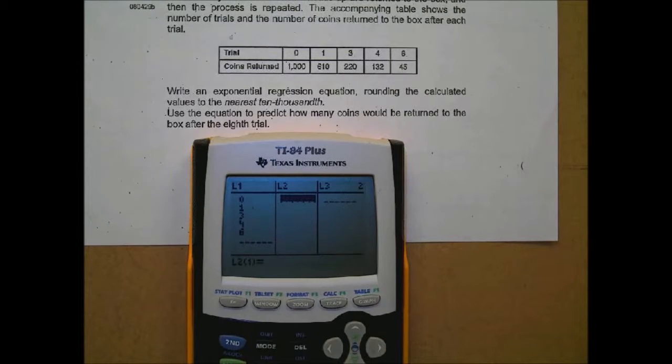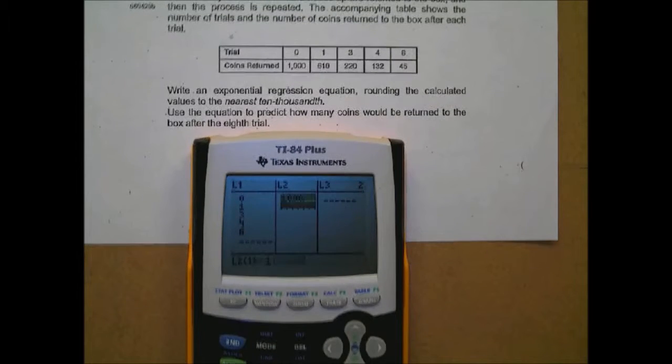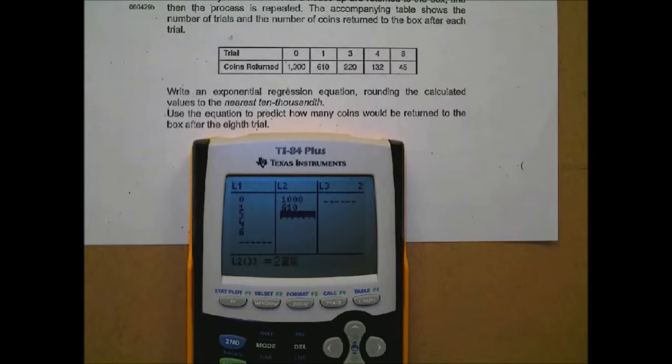All right, we'll put in the 1,000. We'll put in the 610, the 220, the 132, the 45. Stat calc, exp reg.